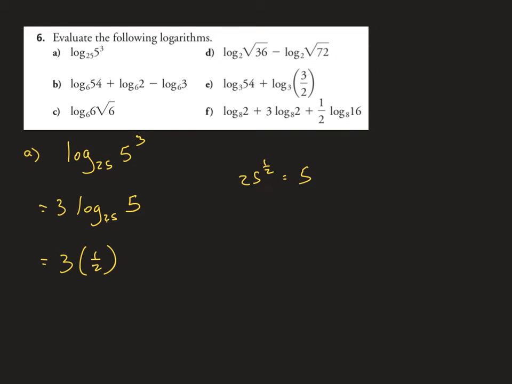All right, this looks like it's going to be fun. Evaluate the following logarithms. Fun if you're into doing math for fun. The log base 25 of 5 cubed equals 3 times the log base 25 of 5, which is going to be 3 times 1/2, right? Because 25 to the 1/2 equals 5, which is the same thing as saying the square root of 25 equals 5. So this is just 1/2, and that is 3 over 2. There you go.